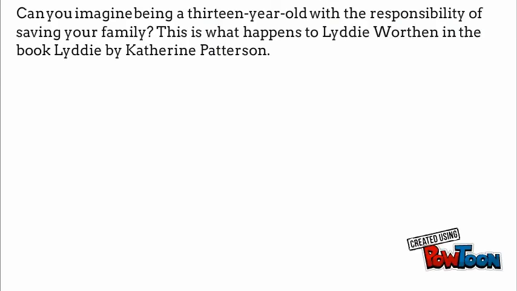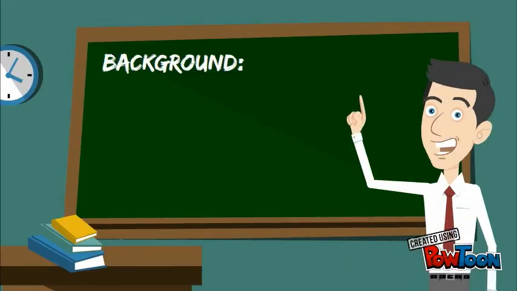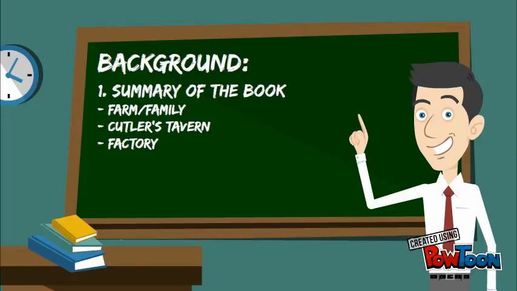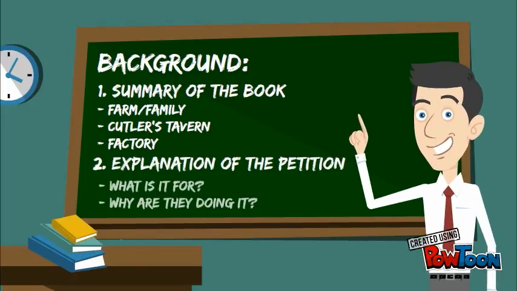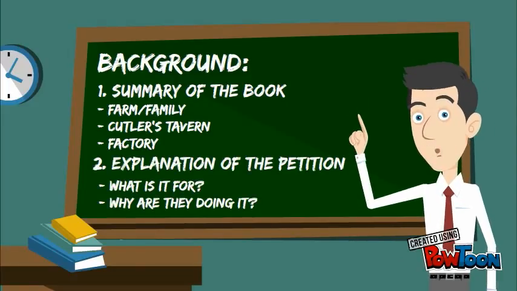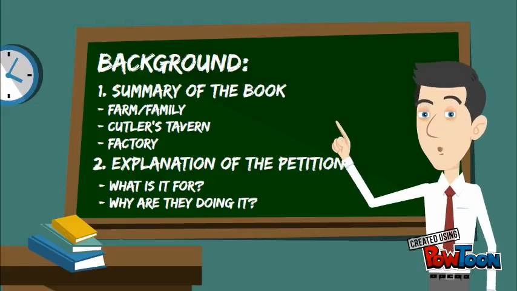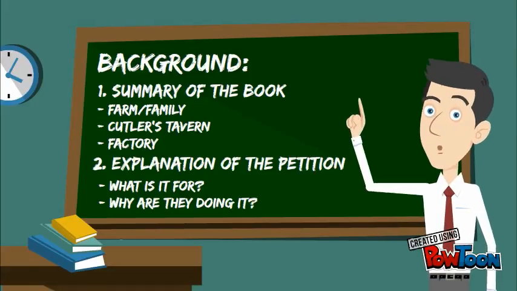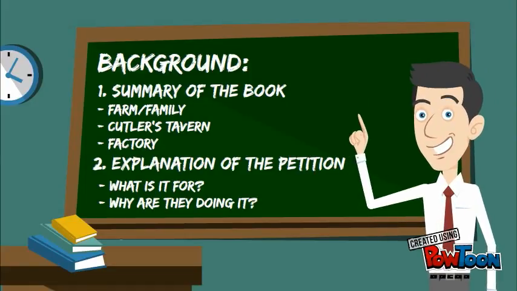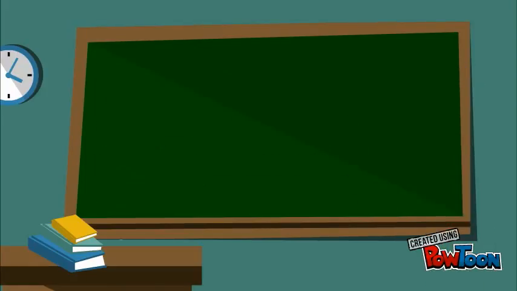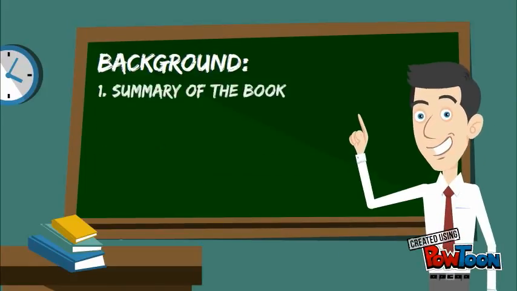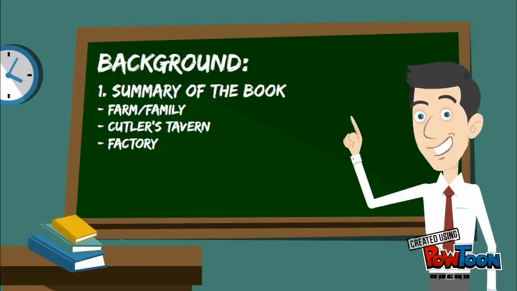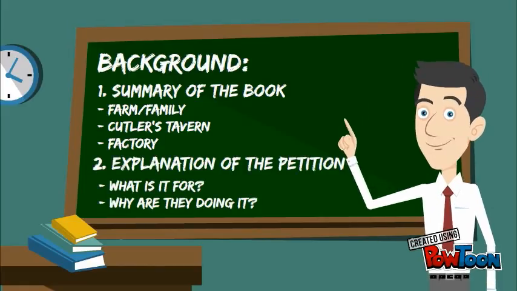The next part of your introduction is going to be the background. In the background, what we need to do is give a basic summary of the book, the most important things that happen. And I'm going to suggest that the 3 things you really need to cover are what happens with the farm and her family, Cutler's Tavern, and Lyddie going to the factory. Oh, sorry, you also need to talk about the petition and why they're signing it and what it is.